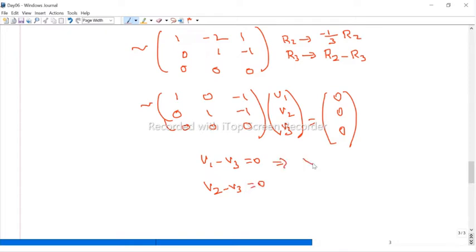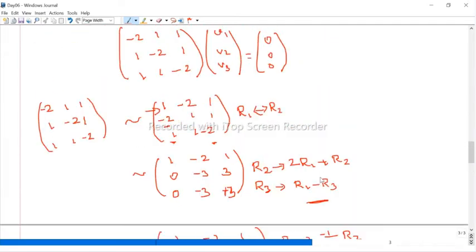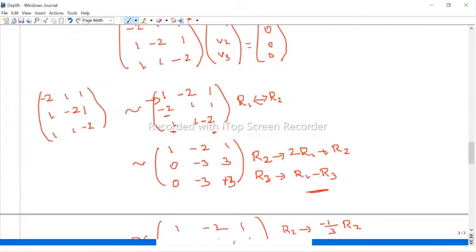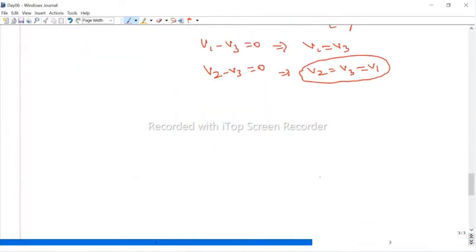Therefore from this, v1 equals v3, and from this v2 equals v3, but v3 is nothing but v1. Therefore all the entries are the same. If you take any vector, all the entries are the same, except the 0 vector, because 0, 0, 0 is not allowed for an eigenvector. For example, you can take 1, 1, 1, or 2, 2, 2, or 3, 3, 3. In general, I am taking 1, 1, 1, which is one of the eigenvectors.